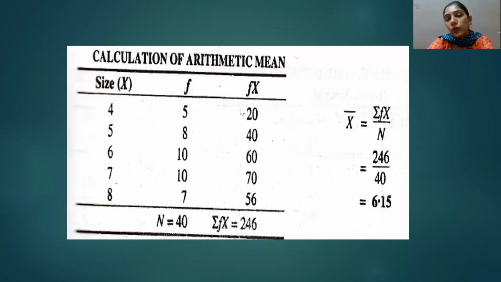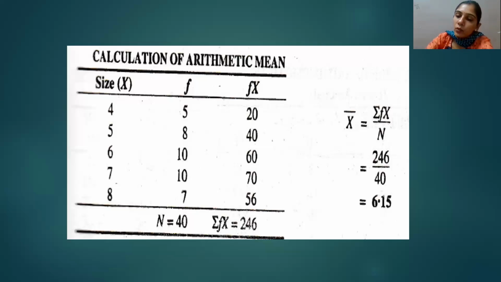Now we have to calculate the sum of fx, which means we have to add all these values: 20 plus 40 plus 60 plus 70 and plus 56. By adding all these values, we get the value of sigma fx. So the value of sigma fx is 246, when we add all these 5 values, the total we get is 246.